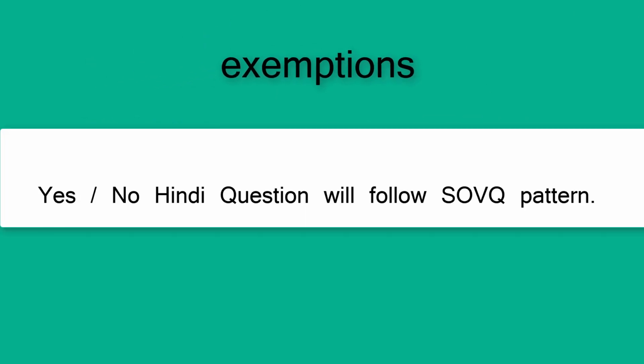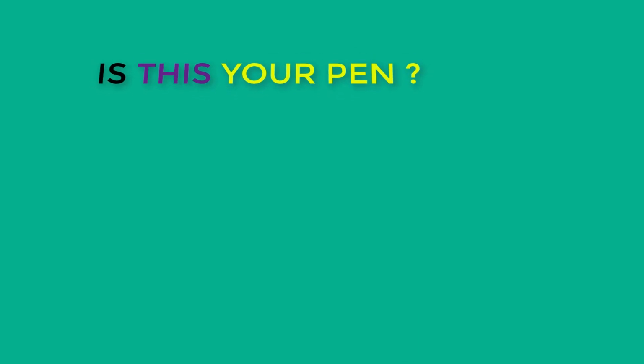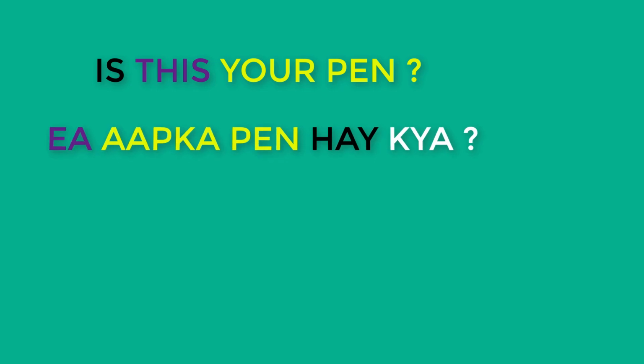And yes or no questions will follow the SOVQ pattern. For example, is this your pen? In English, we do not have a question word along with this sentence, but in Hindi it will become ye aapka pen hai kya? Here we have 5 words. Compared to English, we have one extra word. Ye means this, aapka pen means your pen, hai is the Hindi version of the English auxiliary verb is.